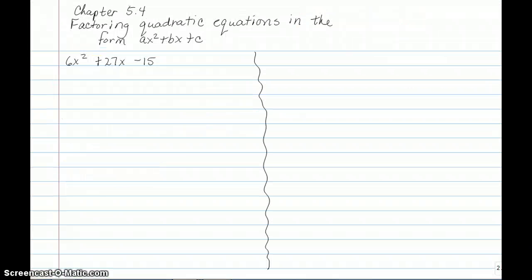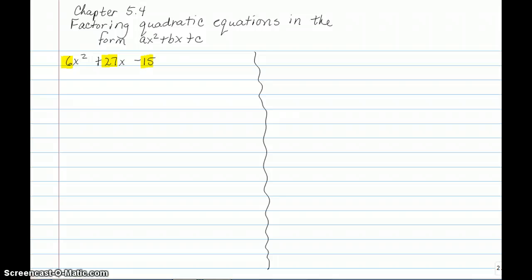Now sometimes you have some that are a little bit more involved than the 5 steps I showed you on the previous problem. So we're going to look at 6x squared plus 27x minus 15. And what I want you to notice is that 6, 27, and 15 all have a common factor, and that common factor is 3. So we have to factor that out first.